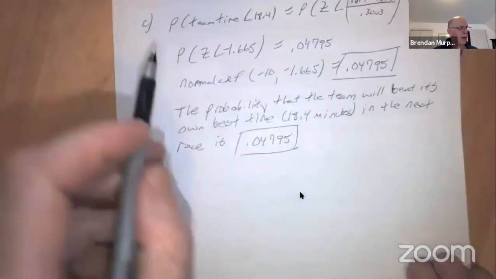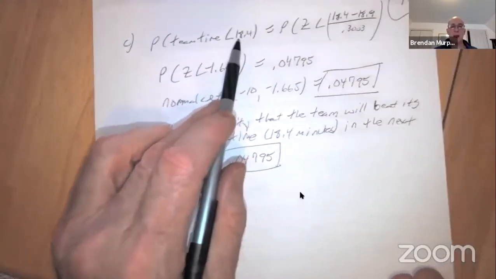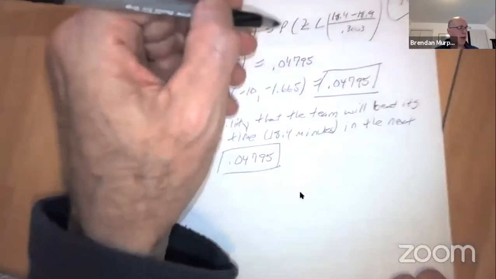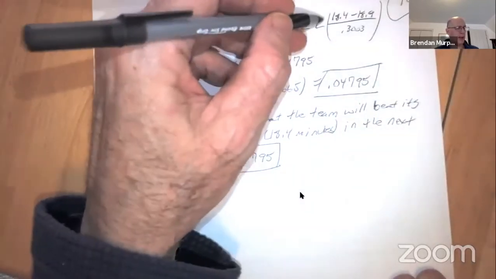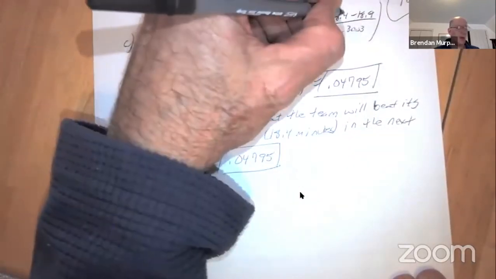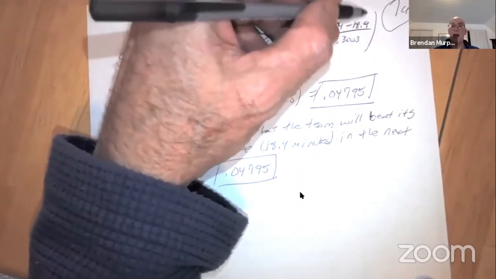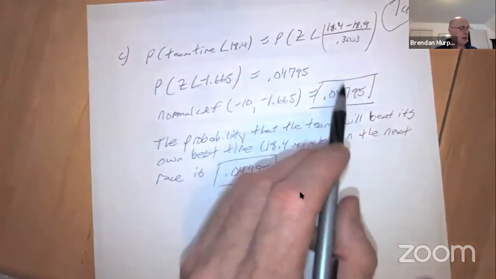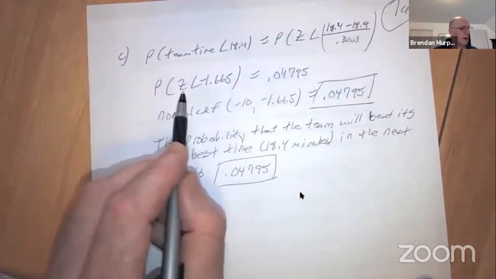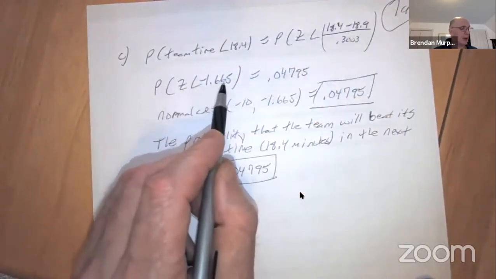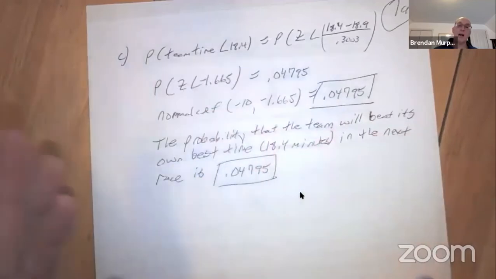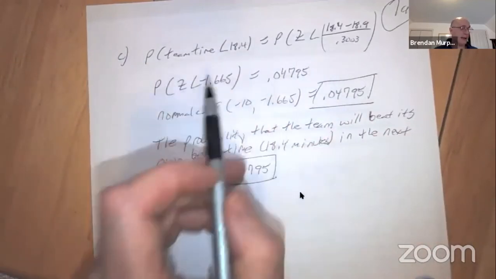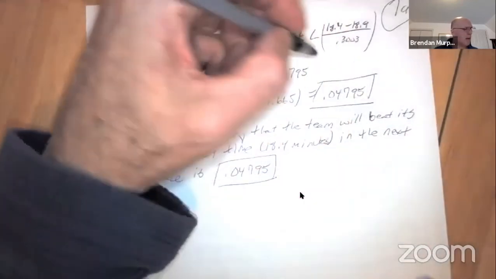I said the probability that the team time is less than 18.4 minutes is equal to the probability of your z-score being less than... 18.4, that's the time they want to beat, that's their mean or expected value time, 18.9, there's my standard deviation. Probability that z is less than about -1.665, so 1.665 standard deviations below the mean.